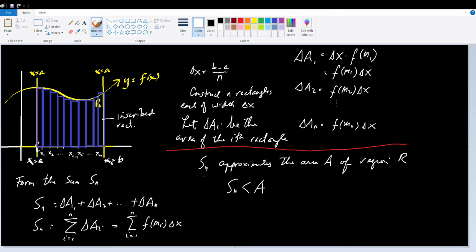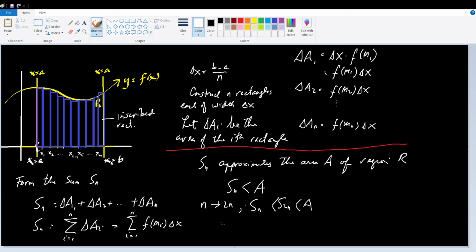If we increase the number of subintervals, say n is changed to 2n, we will get a sum S sub 2n, which is a better approximation than S sub n. And S sub 2n will be less than the area A, but greater than S sub n. So S sub 2n will be a better approximation of the area.